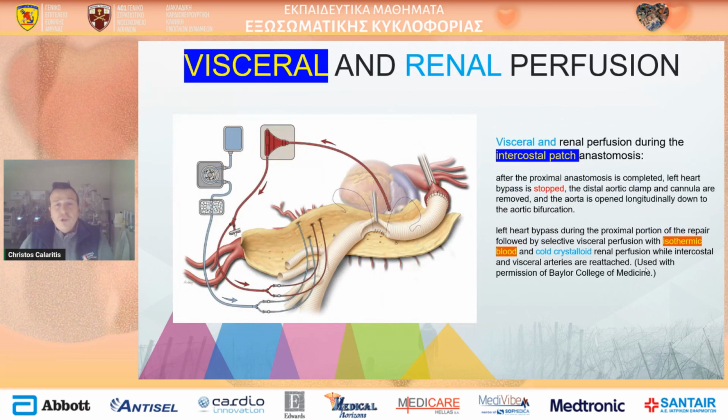Visceral and renal perfusion during the intercostal anastomosis. After the proximal anastomosis is completed, left heart bypass is stopped, the distal aortic clamp and cannula are removed, and the aorta is opened longitudinally down to the aortic bifurcation.